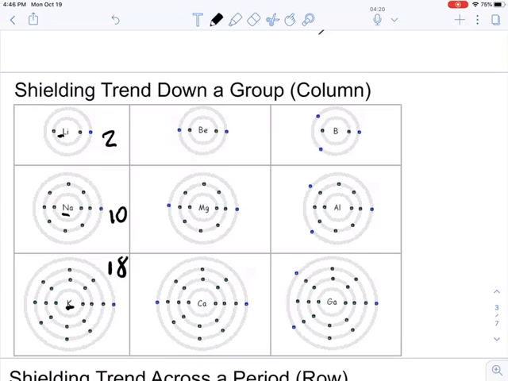So as we move down a group, the number of shielding electrons increases, and my outer electrons are shielded more as I move down a group. And that's true no matter which group we look at. If we look at this group with beryllium, magnesium, and calcium, again, the number of shielding electrons increases as we move down this group. And we get that number, again, from the number of inner electrons, which are shown here in green.